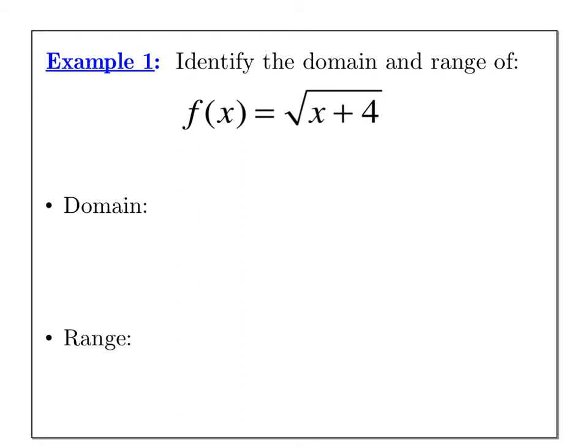Next is an example. Number 1, identify the domain and range of f of x equals the square root of x plus 4. Okay, so if we think about this graphically, we know that on the previous slide, this was our square root of x. Well, now I have this x plus 4, which means we have some sort of shift taking place.